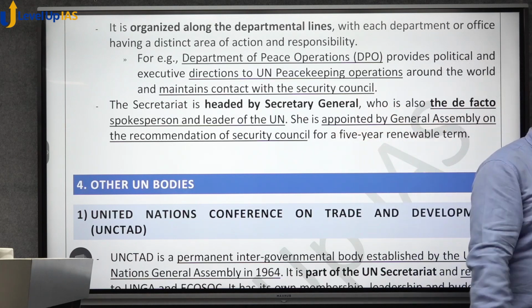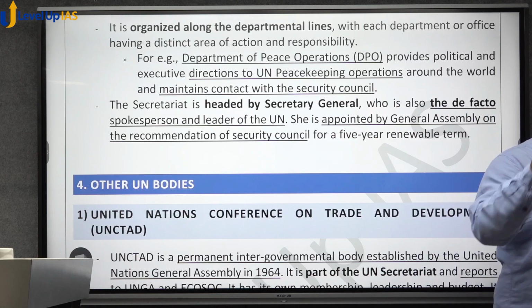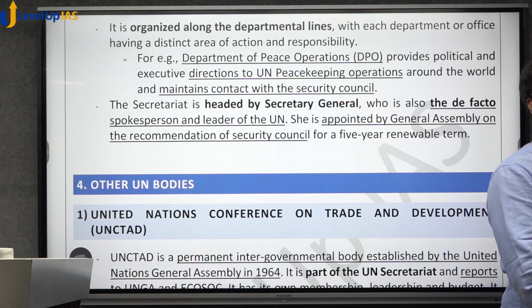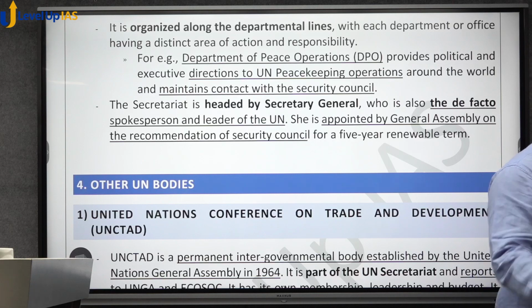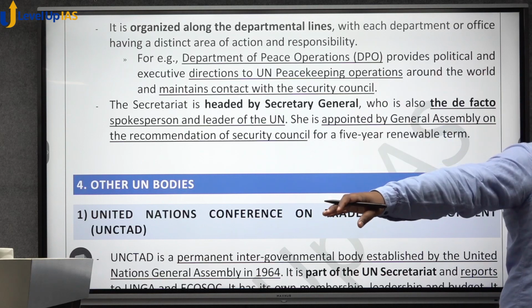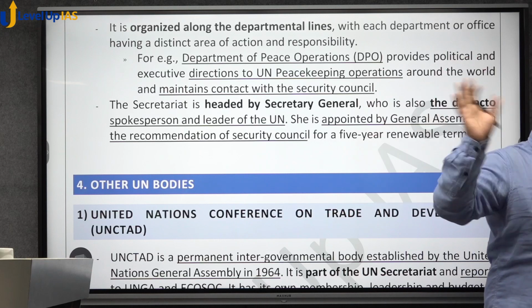And how is United Nations Secretary General elected? By United Nations General Assembly on recommendations of UNSC. So basically UNSC. Right? ये चीज clear है?